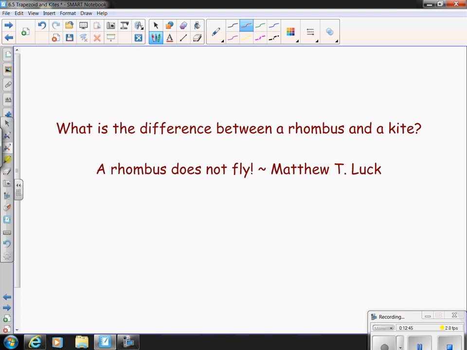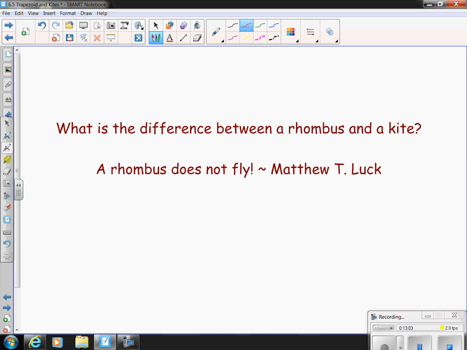Here's a joke told by one of my students one time. So if you don't like it, it's not my joke. But here it is. What is the difference between a rhombus and a kite? A rhombus does not fly. Something to think about. No, there are other differences too.